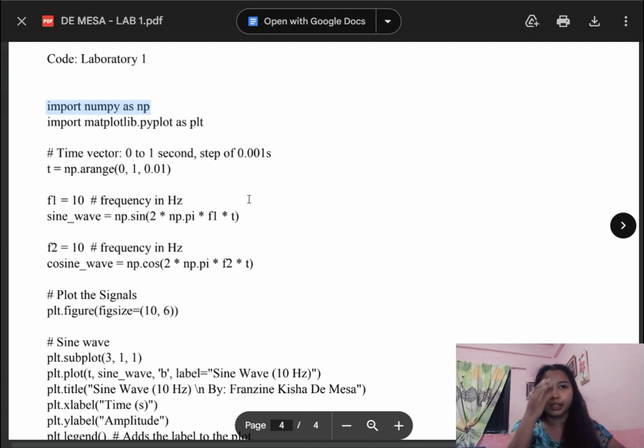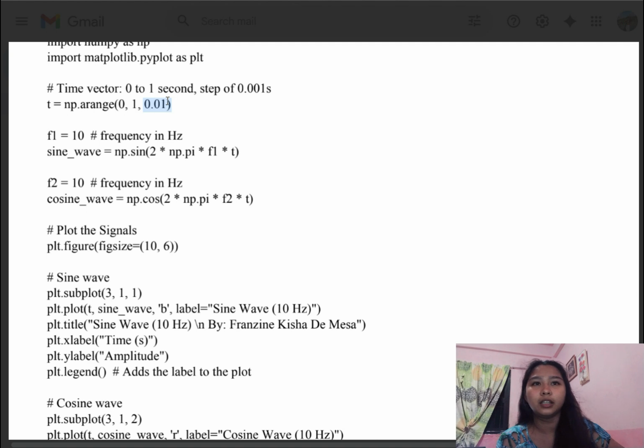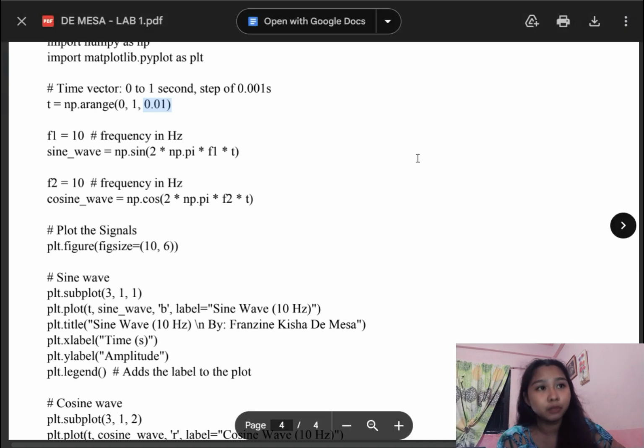First, I imported the libraries, which are NumPy for creating arrays and mathematical operations, and Matplotlib for plotting graphs. The next is I defined a time vector t from 0 to 1 with a step size of 0.0. Oh, sorry, that's a mistake. It should be 0.01 only, as written here. This defines the time duration for the signal.